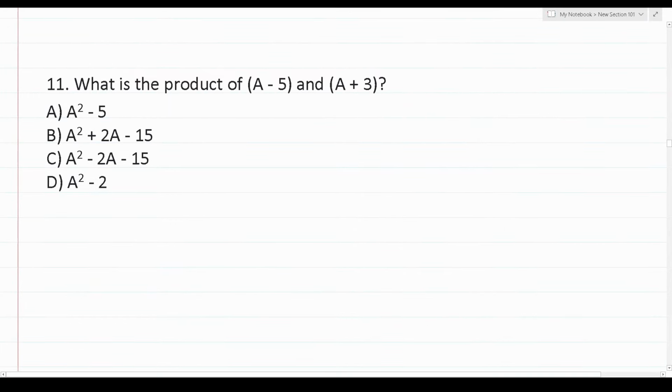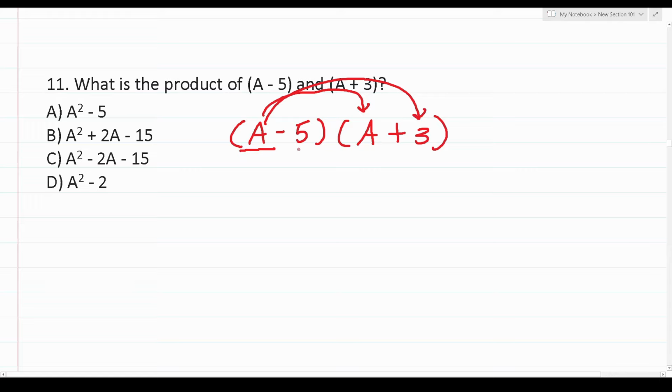All right, number 11 says, what is the product of a minus 5 and a plus 3? Product means to multiply, so we're going to be multiplying these two polynomials together like this. A minus 5 and a plus 3. And in this case, we're going to have to follow the distributive property, which says take this first term, which is a, and multiply it by both terms in the second polynomial. And then take the second term, -5, and multiply it by both terms in the second polynomial. All right, so that's all we really have to do.